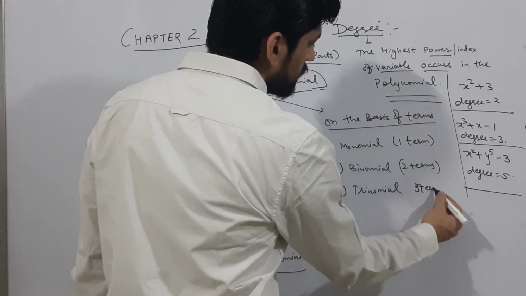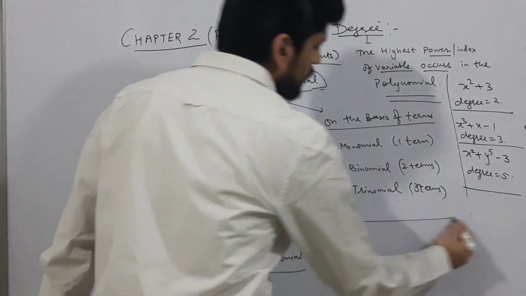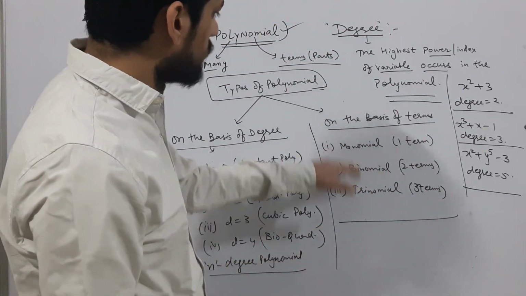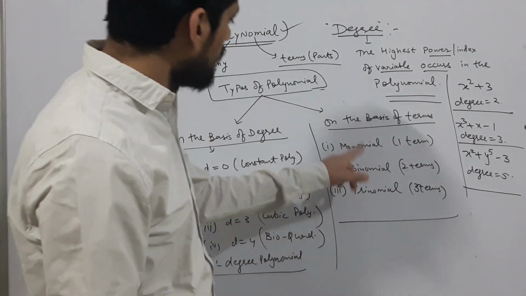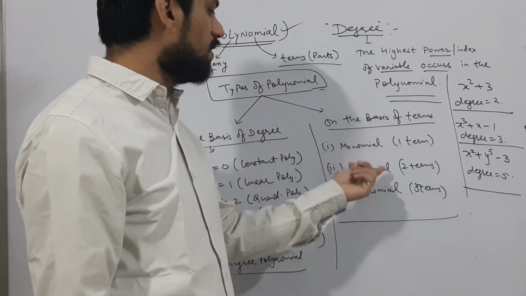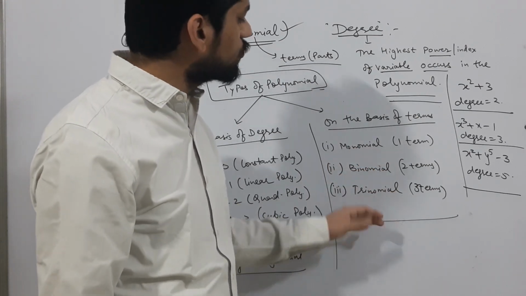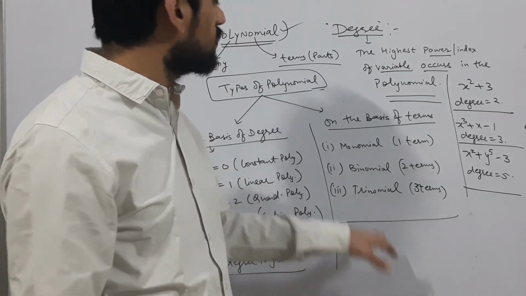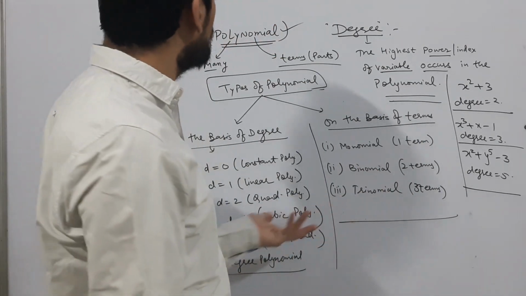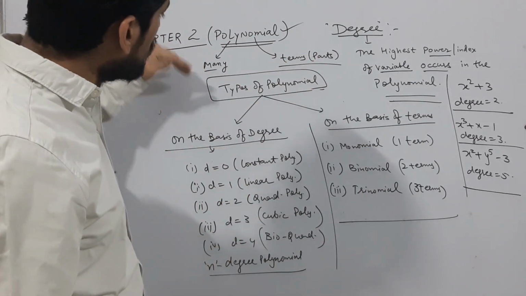And after this, we have 4 term polynomial, 5 term, and so on. So we don't generalize it after 3. We have some special names on the basis of terms. Each and every one is a polynomial. The polynomial with one term is called monomial, binomial, trinomial. Some books say that after this we call it a polynomial with more than 3 terms. These are also polynomials. Polynomial means a many-term expression. Many means one or more.